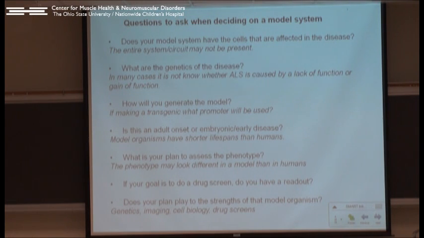If you do drive it in certain cell types, is that relevant to looking at the disease as a whole, because you're no longer modeling it in all the cells that are affected in the disease case? So that's a big one, and we'll see examples of that today as well.